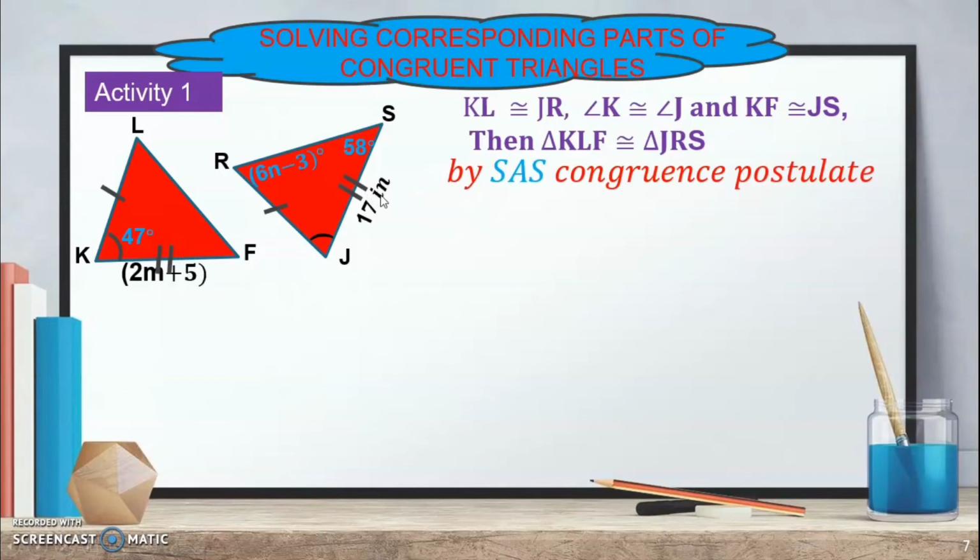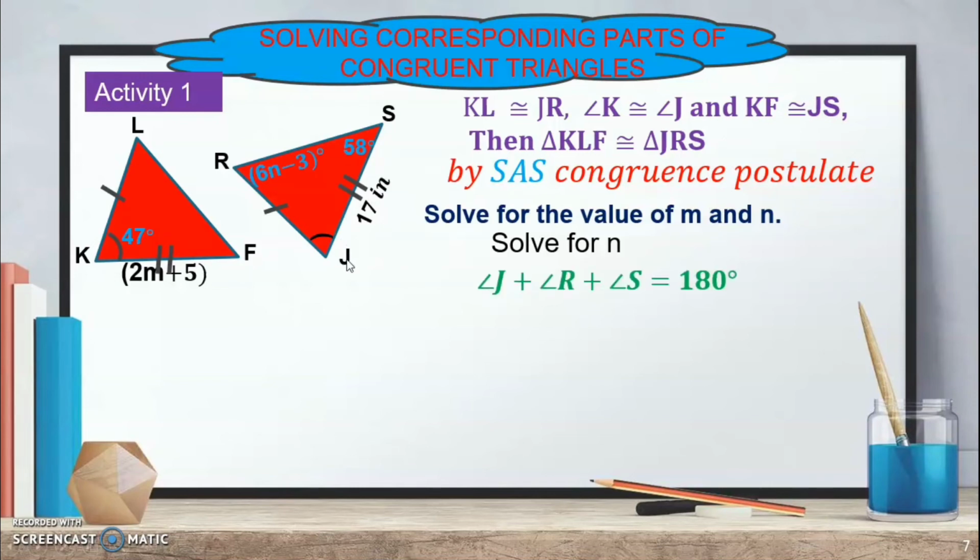Okay, so we will solve for m and n. So, we'll start with solve for n. So, n, sa pagsasolve natin ng n, malalaman natin kasi given yung dalawang angle, we can add all the measurement of three angles, and the sum of three angles is 180 degrees. So, we have angle R plus angle J plus angle S is equal to 180 degrees.